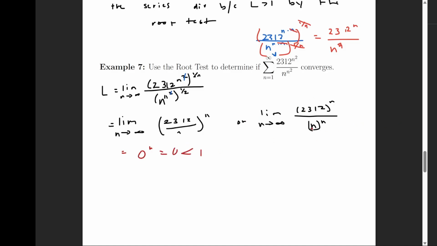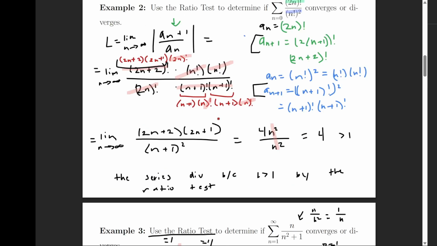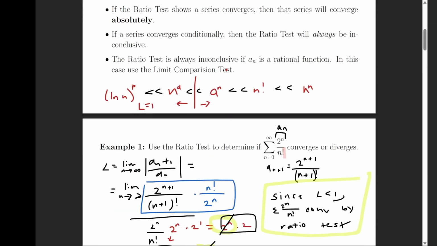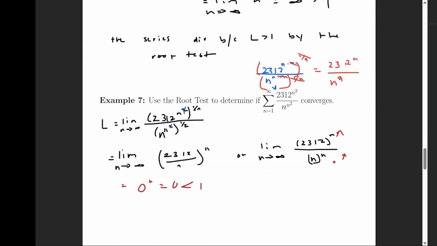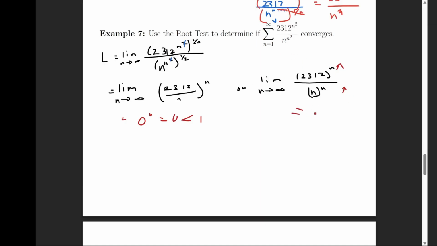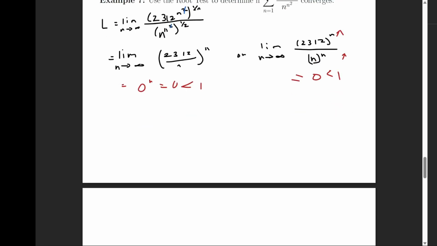And if you do it this way, because if you look at it like this, 2312 to the n power is going to grow slower than n to the n power, right? Remember the exponent chart. n to the n power is going to be faster than the constant to the n power. So since the bottom is growing faster, it's going to be 0 too, right? So it's just different ways to look at it. And this is also less than 1.